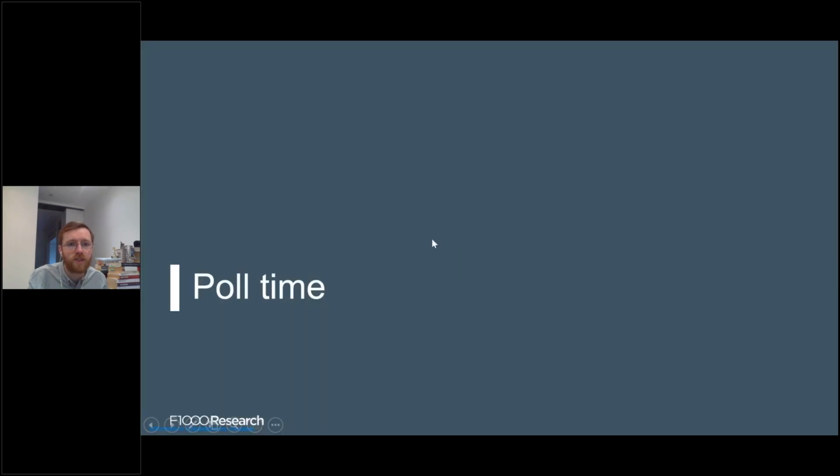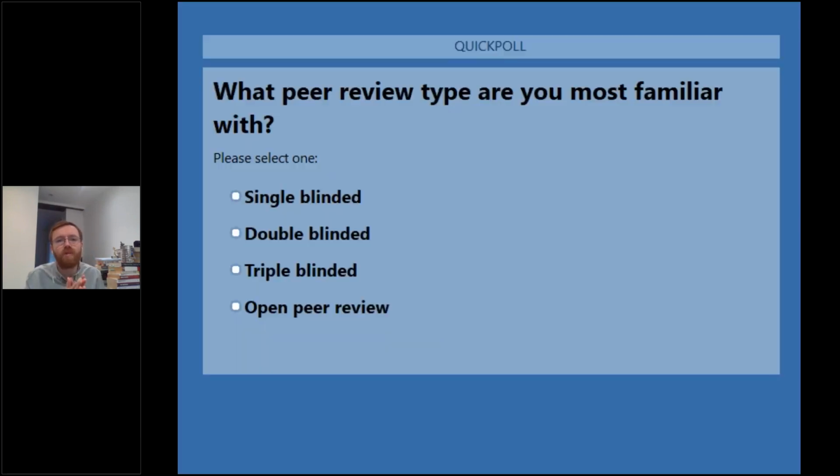So to quickly move on to a second poll, I could run that again. The question is, having introduced those different types of peer review, what type of peer review are you most familiar with? It'd be good for us to get a sense basically of whether open peer review is an entirely new idea to people or something that they've heard of a little bit. But mostly, what is the type of review that you've come across most in your research careers so far?